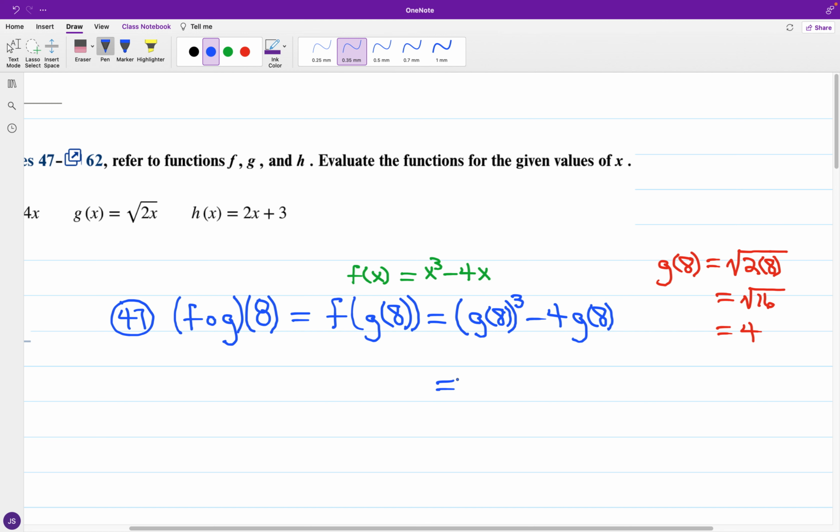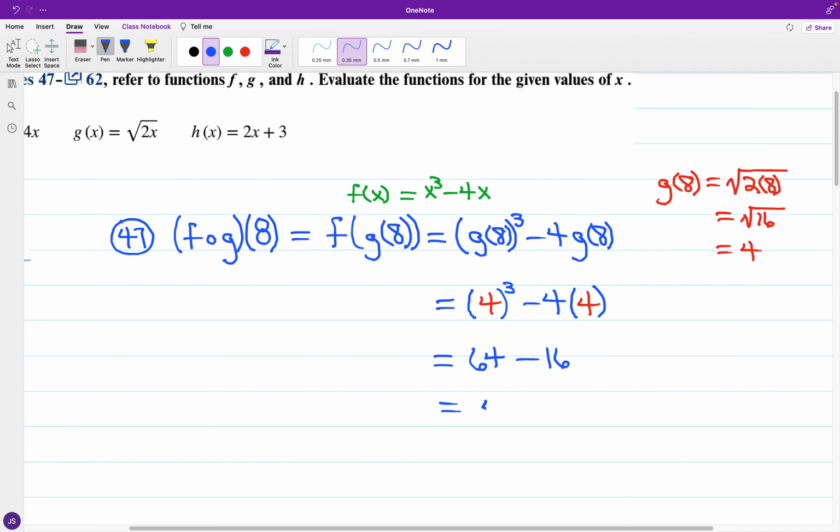So g of 8 is equal to 4. And with that value specified, for the cube of g of 8, you have the cube of 4. We have minus 4 times g of 8, so looking at minus 4 times 4. And evaluating, you have 4 cubed, that is going to be 64. Negative 4 times 4, there'll be negative 16. And narrowing it down, you have 64 minus 16. This comes out to 48.